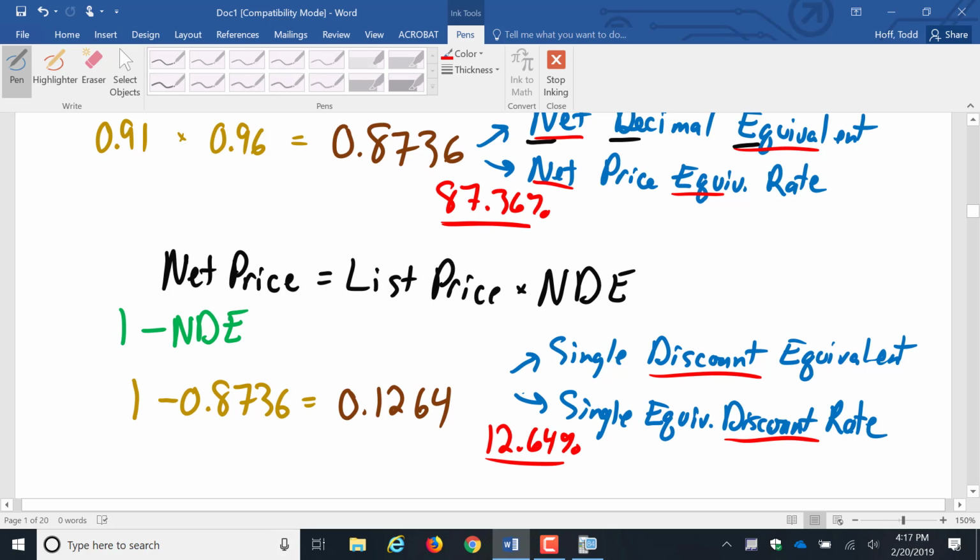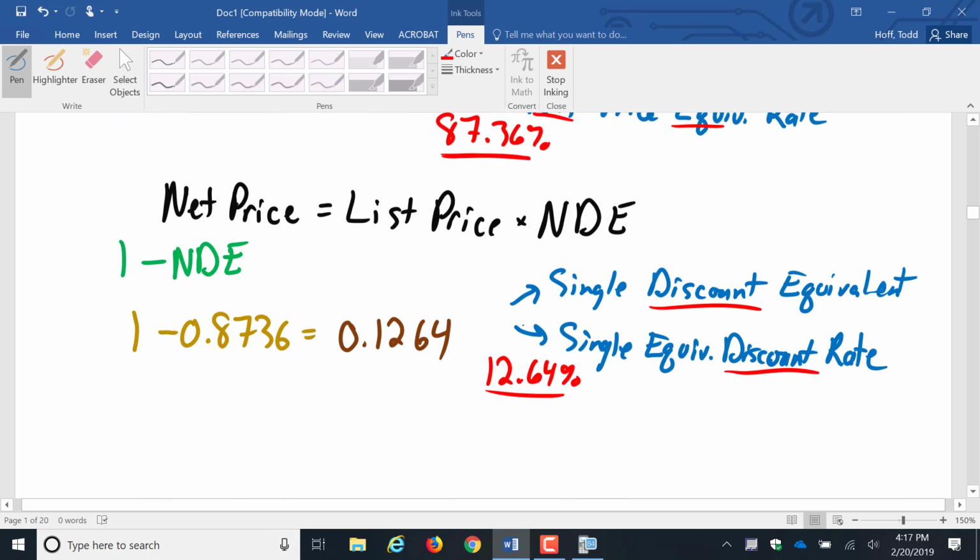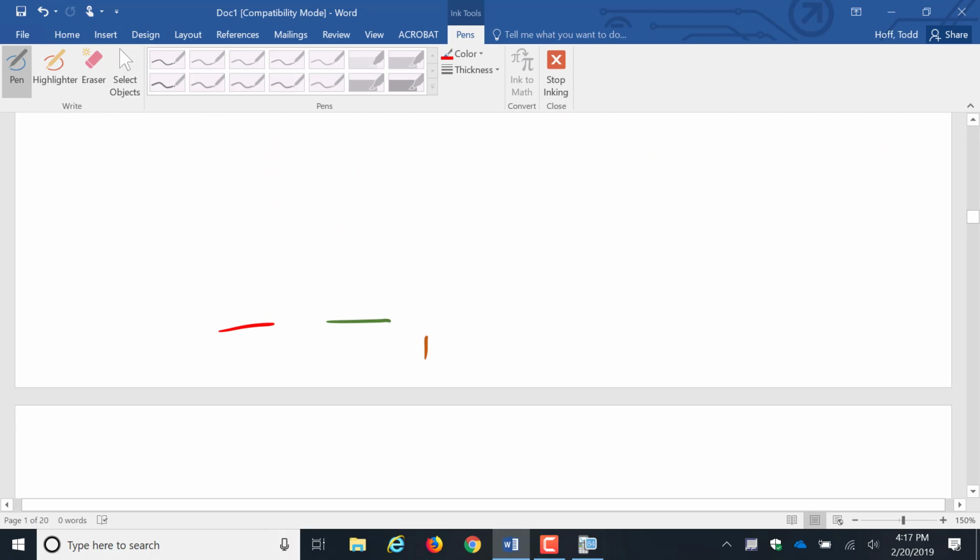Up above, remember we said 9% and 4%, we're going to end up with something less than the 13% we would get from the concurrent discount, and that what we're getting here is at 12.64%, slightly less than 13. So let's put this all together in an example and see how it all works.